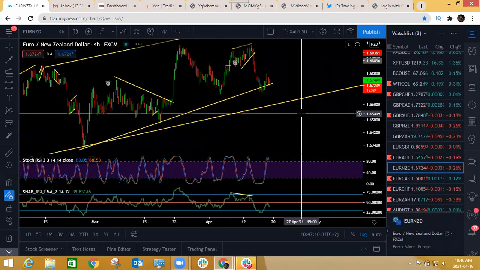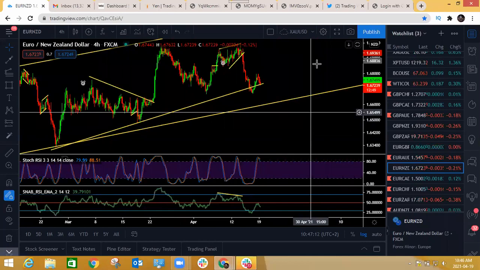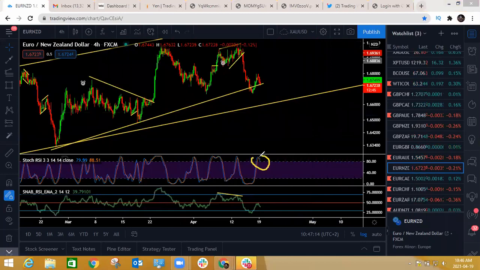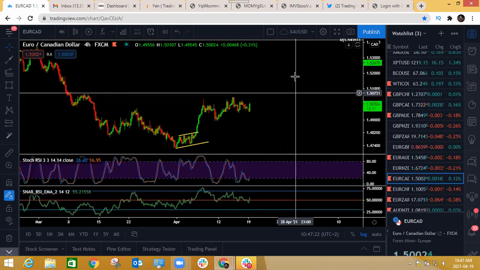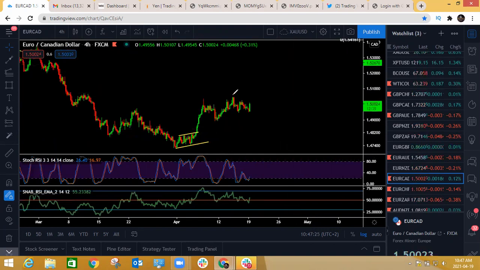But we're looking for continuation to the downside. All indications are for downside. EuroCAD setting up for another leg up higher. The flag is not so neat, so you may want to only take it when it breaks above that level. So you're looking for upside.